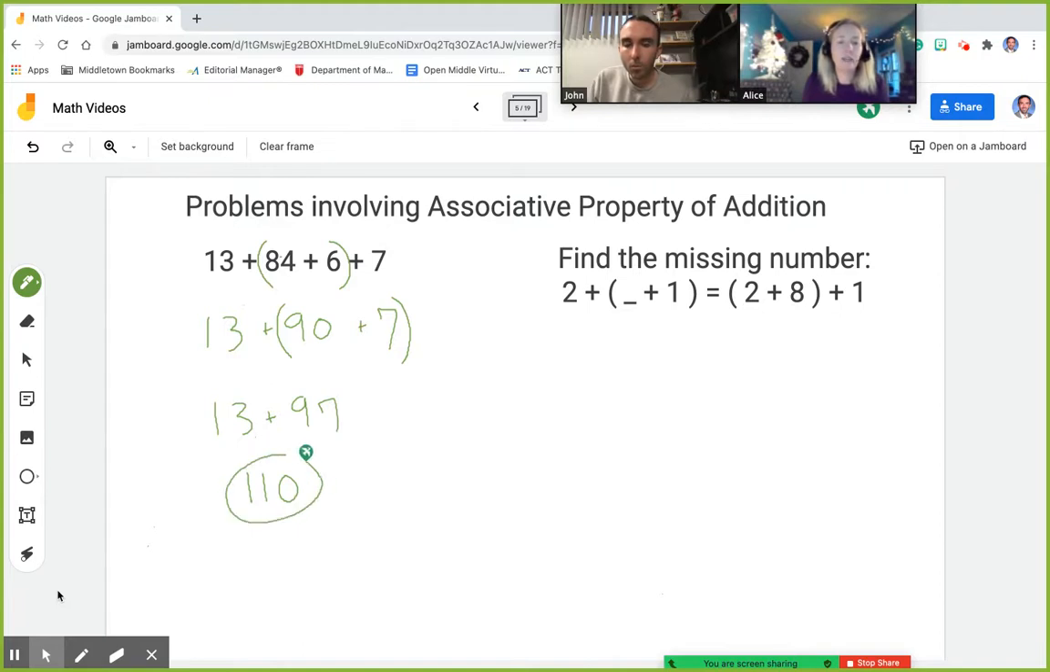If I had just gone from left to right, adding 13 to 84, and then that answer to 6, and then that answer to 7, I probably would have had to work it out. The numbers would have been a little bit more cumbersome to do in my head.